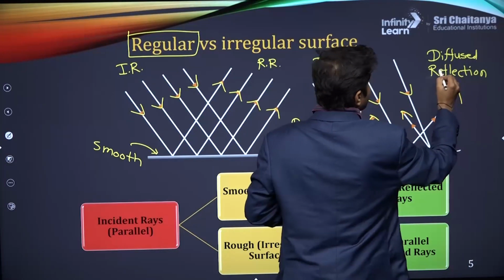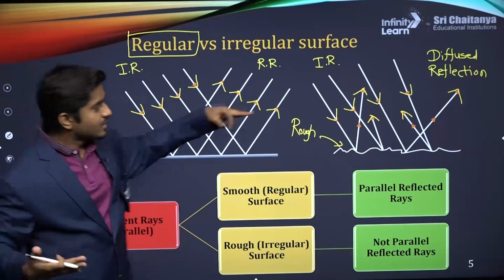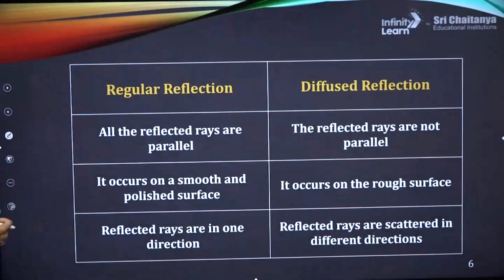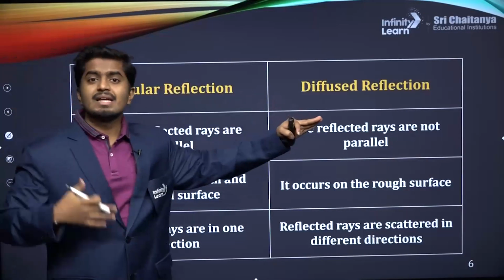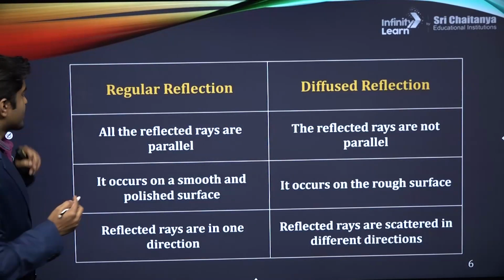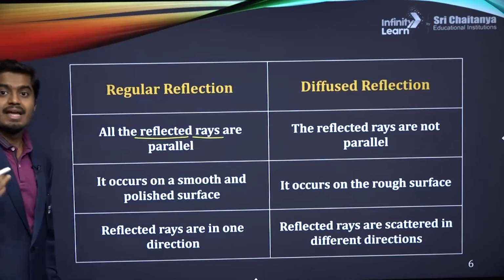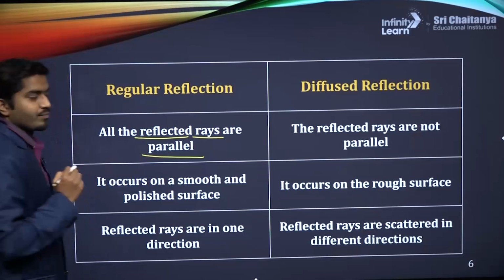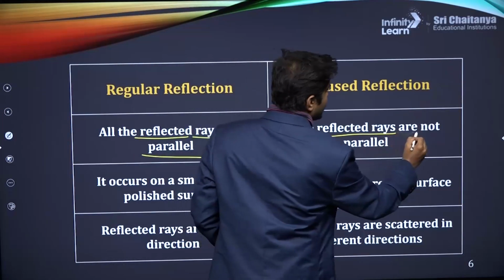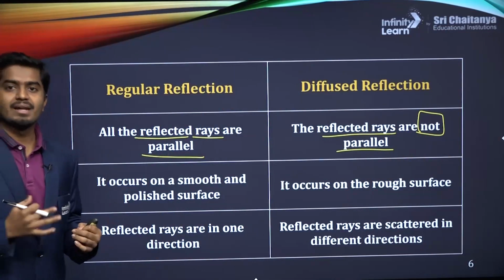So these are the two types of reflection. There is a regular reflection, there is a diffused reflection. Now, what is the difference between regular reflection and diffuse reflection? In the regular reflection, all the reflected rays are parallel to each other. In the diffuse reflection, the reflected rays are not parallel. They are simply not parallel.